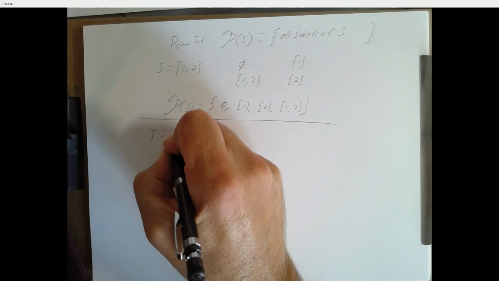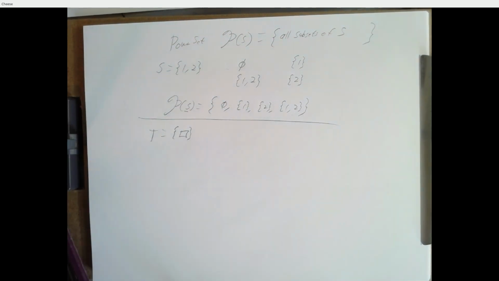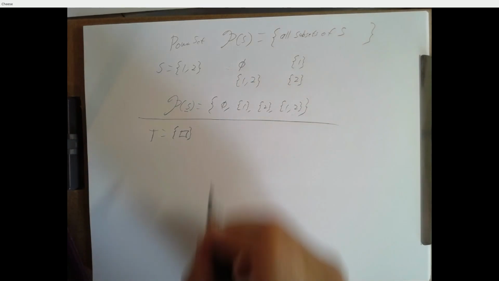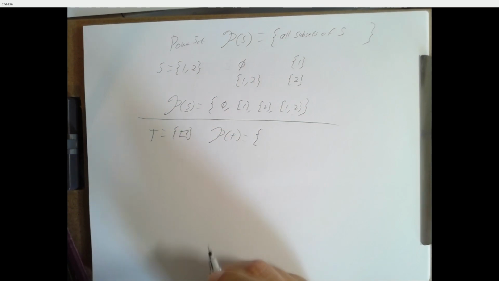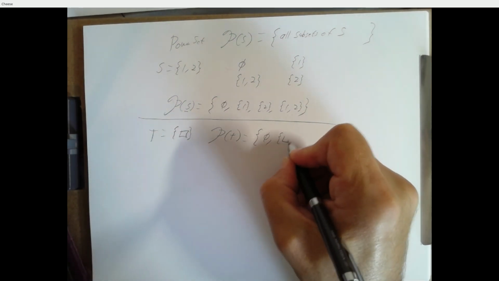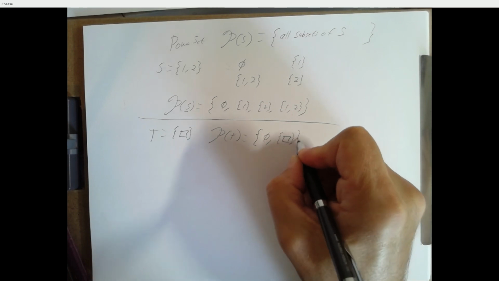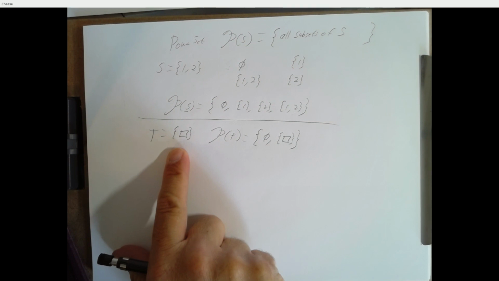Okay, so suppose that T is a set just containing a box. It's a set consisting of one thing. So what does the power set of T look like? Well, again, it's going to contain the empty set, and it's going to contain the set T itself. But that's it. There are no other possible subsets of this.